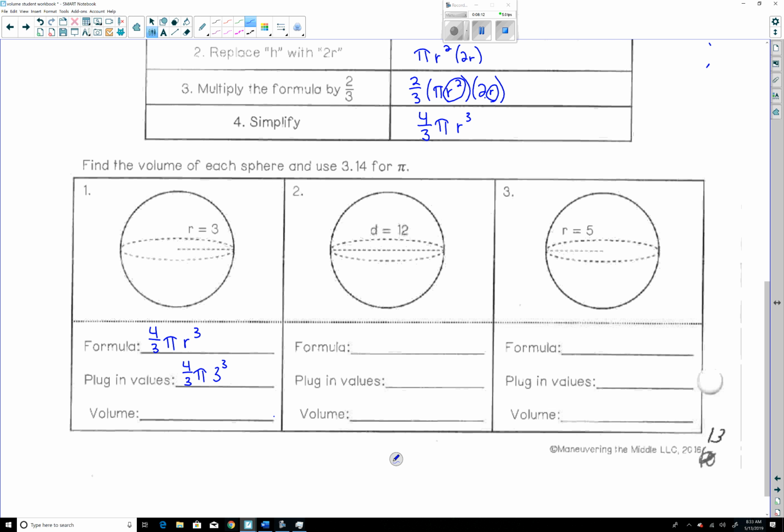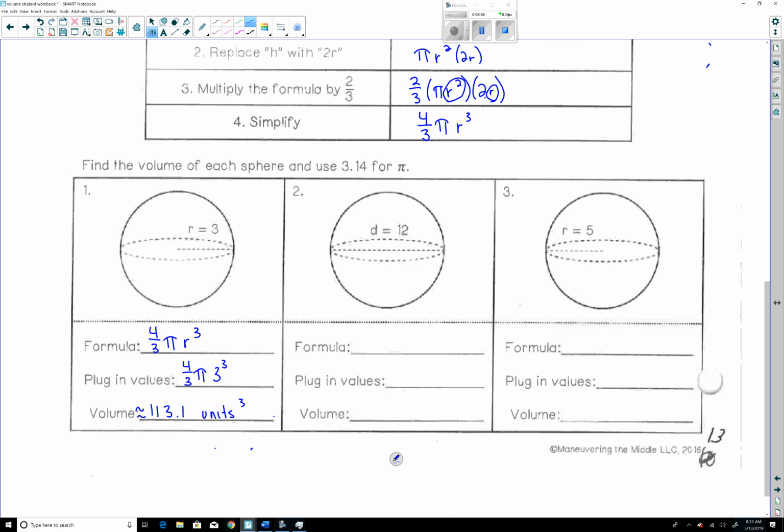Now, when I plug this into my calculator, I'm going to use the ABC button. You guys know where the ABC button is, the fraction button. If you don't know, make a note of it, and you can actually use the division button. Just put 4 divided by 3 in parentheses times pi times your radius to the third power. So when I do this, I come up with approximately 113.097, which I would say round it to 113.1. And I don't have any units, so I'm going to say units cubed.